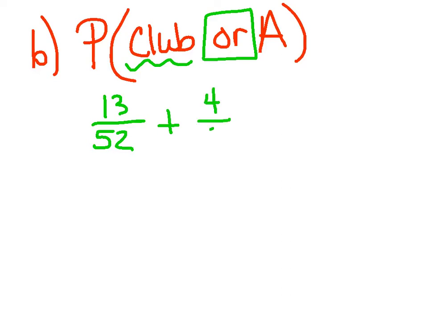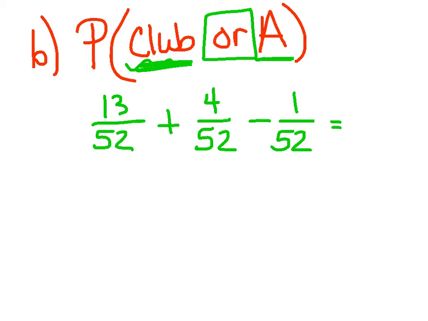Hopefully you've thought 4 out of 52. And now again, you're going to subtract anything that repeats. Are there any clubs that are aces? Clubs that are aces. Well, there is one ace of clubs, so I'm going to have to subtract him out. And I've got 13 plus 4 is 17, minus 1 is 16 out of 52.